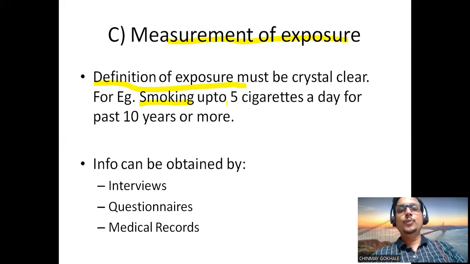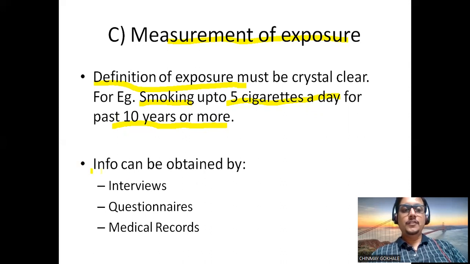You have to say smoking up to 5 cigarettes a day. It may be any number of cigarettes a day. This is just an example, for at least the past 10 years or more. 10 years or more is okay. But you cannot say smoking 5 cigarettes a day. Someone might have started last month. Obviously, the chances of cancer in him would be much less than someone who is smoking only 5 cigarettes, but smoking since 40 years. So your exposure has to be also defined in appropriate terms. And this definition is as equally important as the definition of cases.